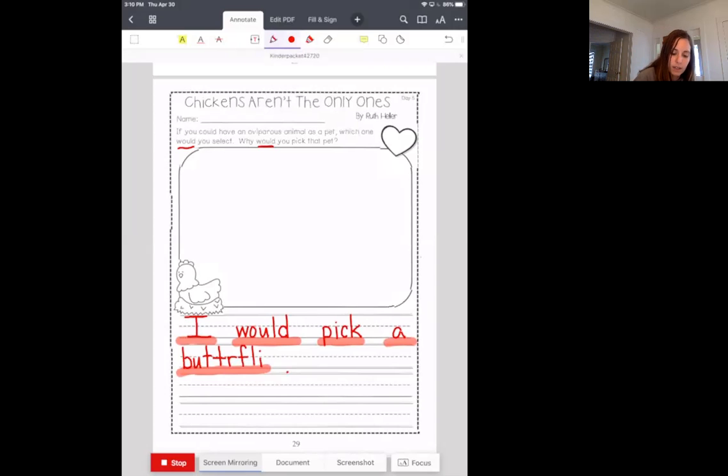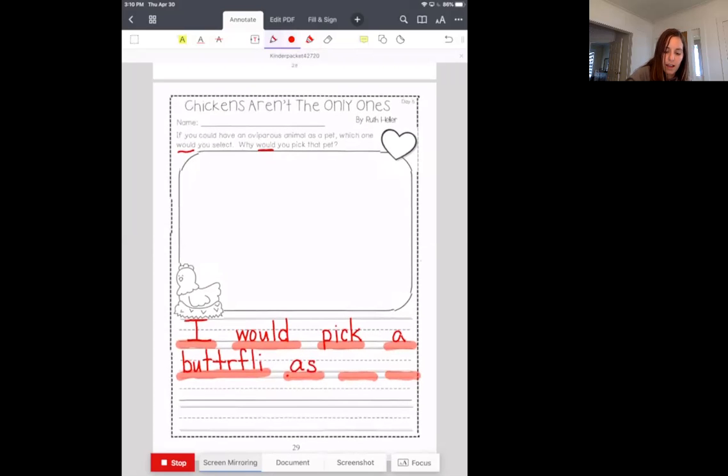Let me get my space as a pet. Now, "as." It's a sight word, but you can also sound that one out, "as." As a pet. P-et. I can sound this word out too, I think. P-E-T-T. Woo, that was a lot of writing.